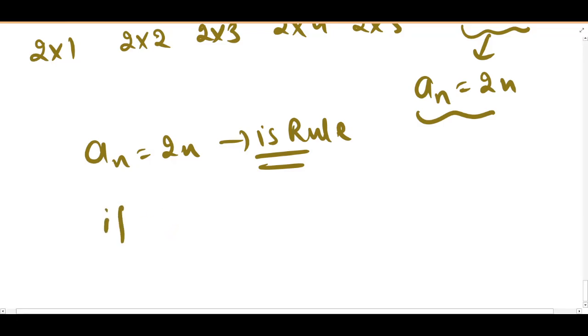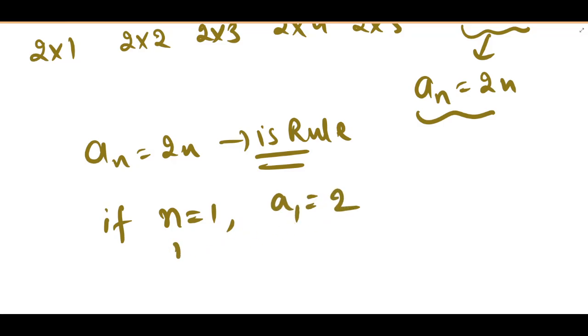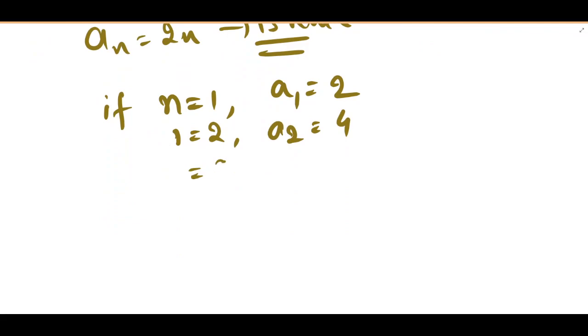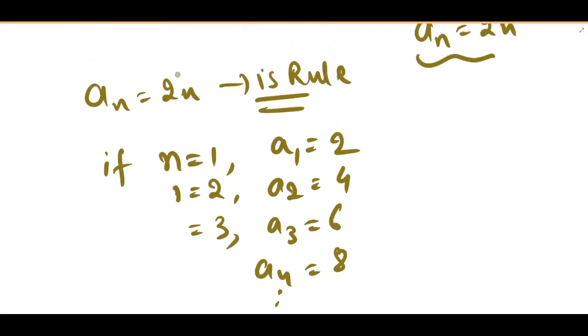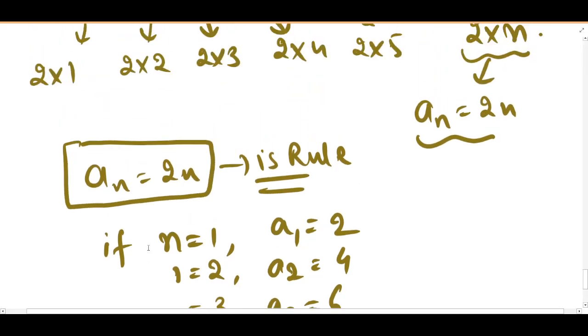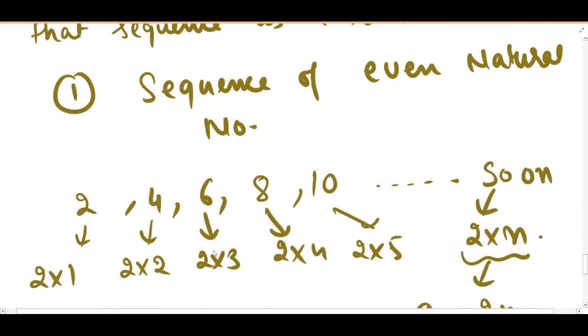So if n equals 1, we get a1 equal to 2; if n equals 2, then we get a2 equal to 4; if n equals 3, we get a3 equal to 6, a4 equal to 8, and it will go on. So an equal to 2n is a rule to find a term in a sequence of even natural numbers.